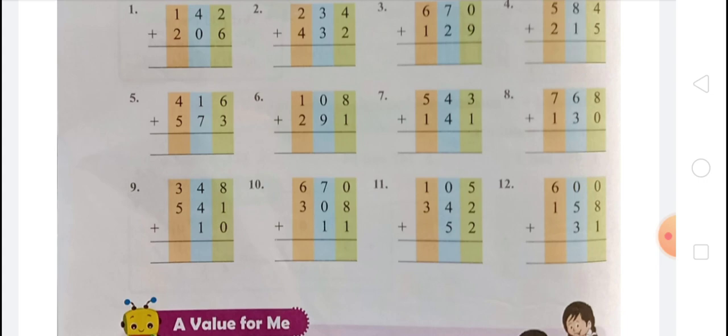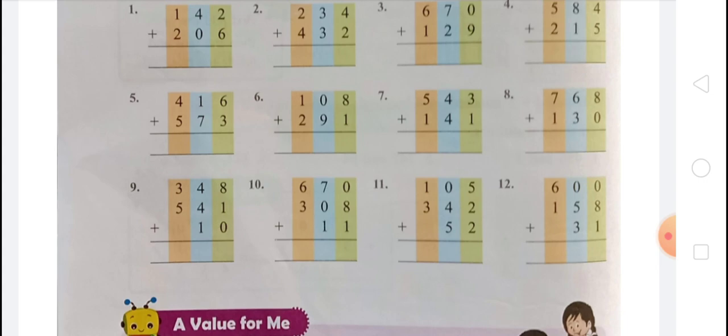600, 158, 31. Firstly we have to add ones places, that are 0, 8 and 1. When we add 0 to 8, there will be 8, and when we add 1 to 8, there will be 9. So 0 ones plus 8 ones plus 1 one equal 9 ones. And after that, on tens place there are 0, 5 and 3, and 0 plus 5 equal 5, and plus 3 equal 8. There will be 8, and hence 0 tens plus 5 tens plus 3 tens equal 8 tens.